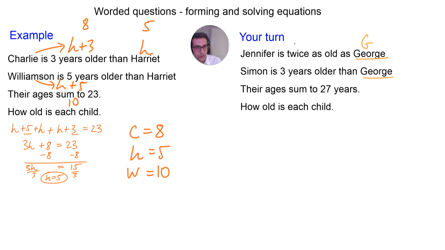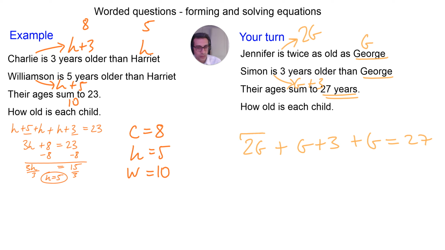And Jennifer is G plus 2. No, sorry, twice is going to be 2G. And Simon is 3 years older, so that's going to be G plus 3. And they all add up to 27. So we can write this as an equation now. 2G plus G plus 3 plus G equals 27.